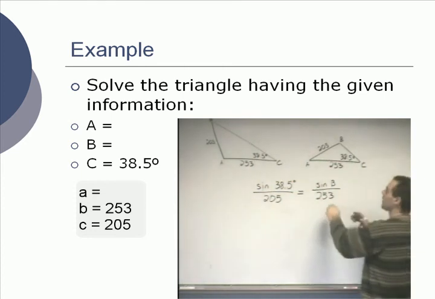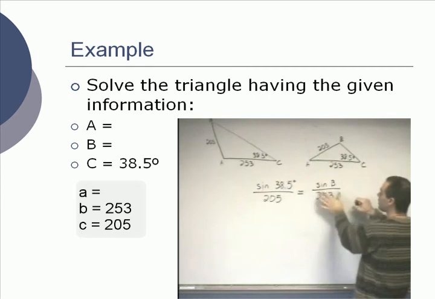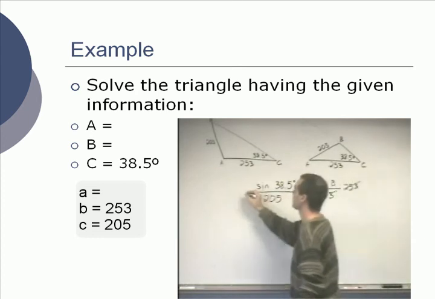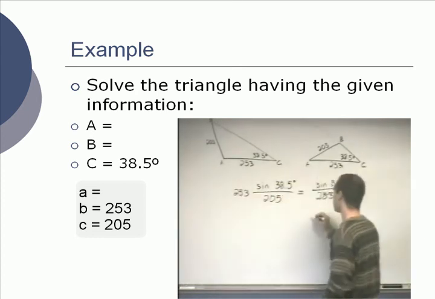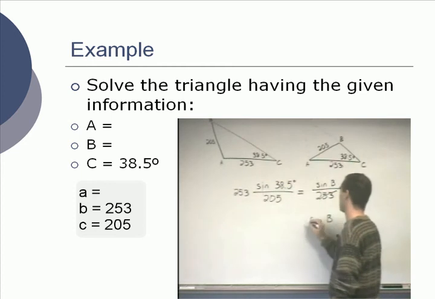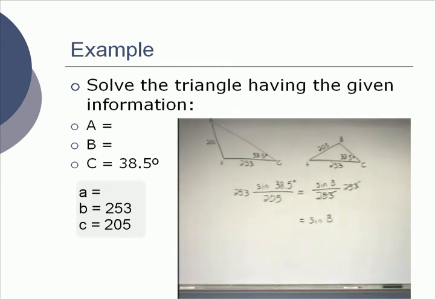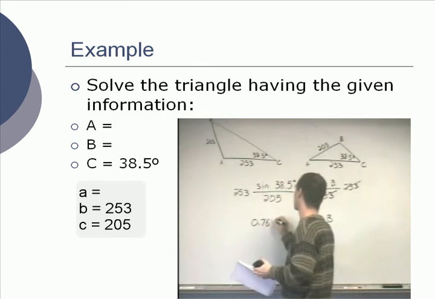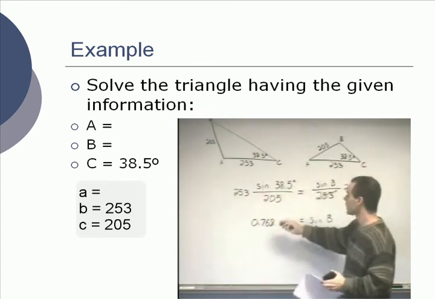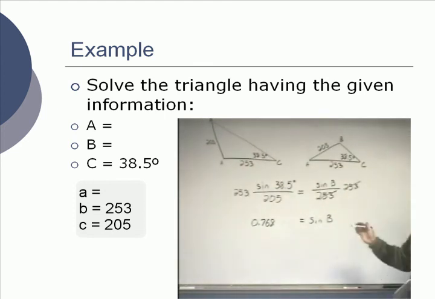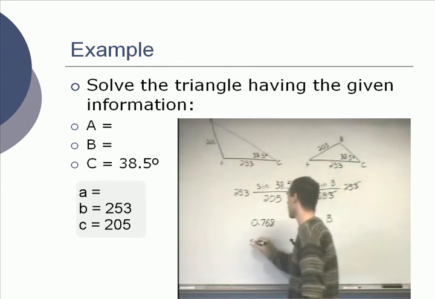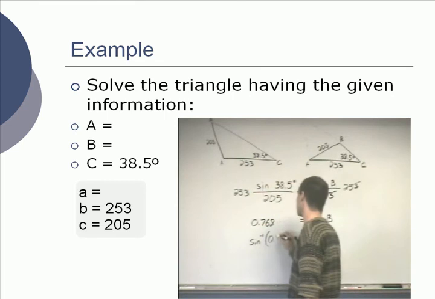Okay, well, another approach to cross multiplying is to just say we want to multiply both sides by 253 and get the same thing as if we were to cross multiply. And so sine of B is equal to 253 times the sine of 38.5, over 205, 0.768. That's right. So if you work that out, you get 0.768. Now take the inverse sine of both sides, and B equals inverse sine of 0.768.